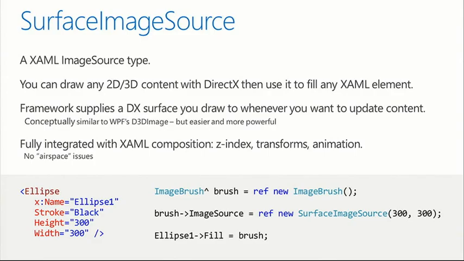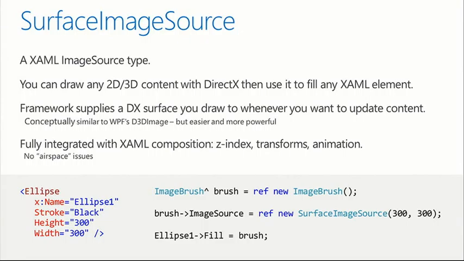So this is a little bit conceptually similar to the WPF D3D image type, if anyone's familiar with that in the past. But it's definitely been made easier to use and certainly more powerful than that was. It had a few restrictions. One of the things was this airspace concept that we talked about where if it's in, say, a separate HWND or something like that, you can't basically have XAML content and then DX content and XAML content on top.